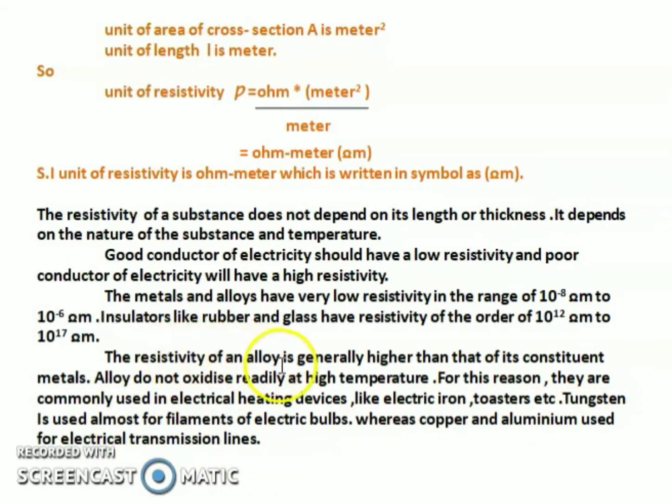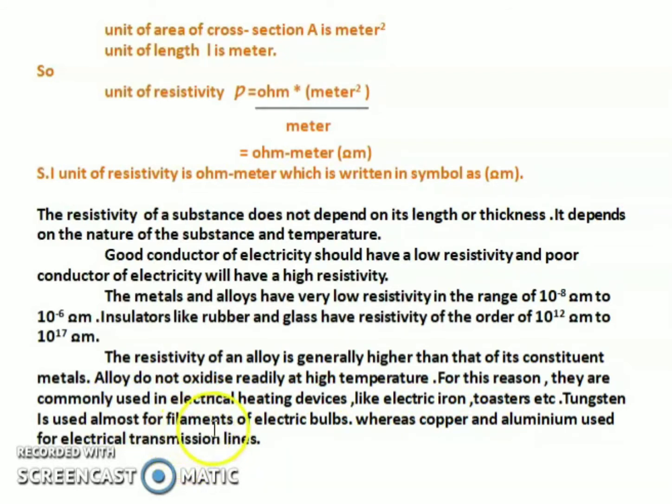Here the resistivity of an alloy is higher than that of its constituent metal. You know that an alloy is made up of two or more metals, so the alloy will have more resistivity than their original metals. Also, the alloy does not oxidize at very high temperature. So for these reasons they are used in some heating electrical appliances like electric iron, toaster, etc.